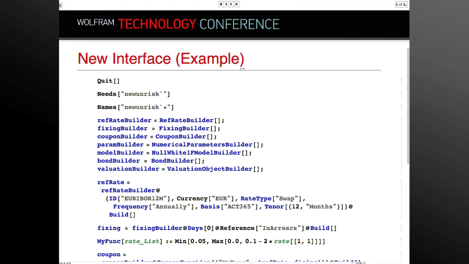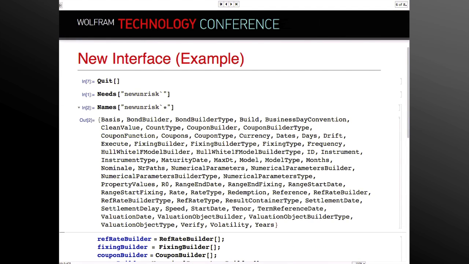Let's just look at a complex example of the new interface. Let me just quit the kernel to start from a defined state. I now load the new UnRisk package. New UnRisk is the working title we use. This, of course, will be then just UnRisk when it's released. Let's just look at the names that we have available here.